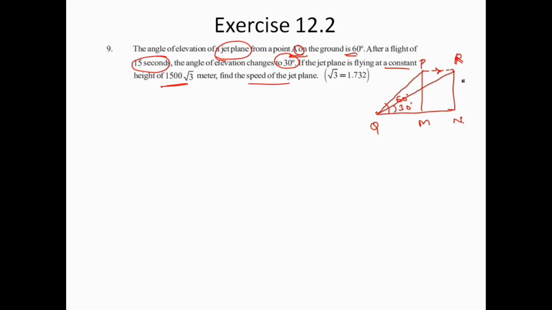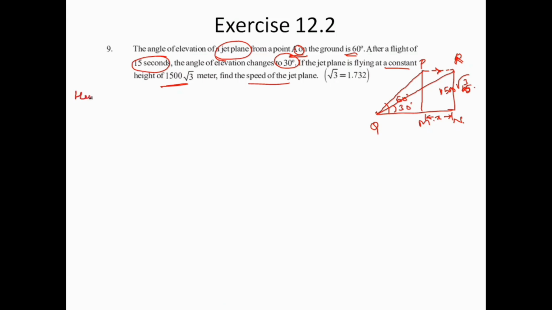So that's it. And here he says that the height which is given over here is 1500 root 3, and this distance is your x. I hope this is clear to everyone, right? Okay.